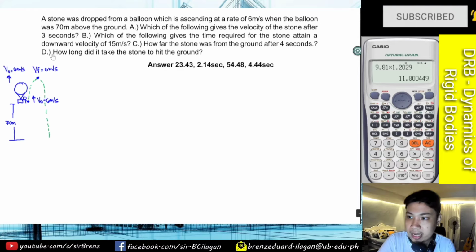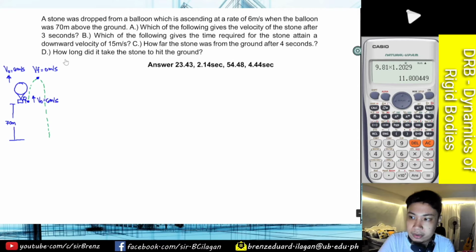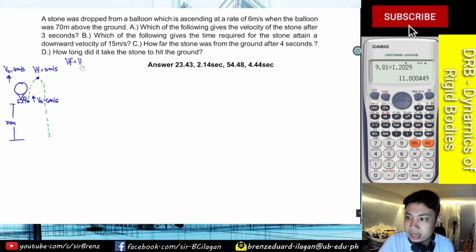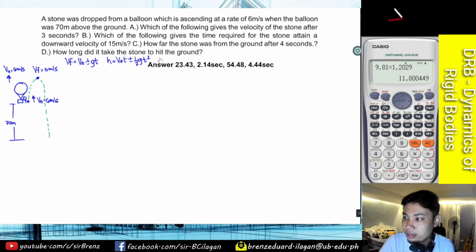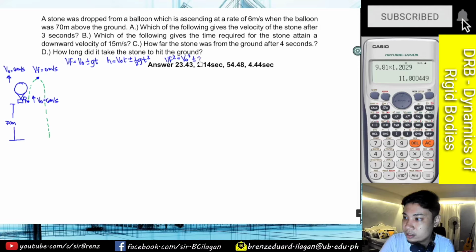To solve that, again, lay out your available equations. So, final velocity equals initial plus or minus gt. And then h equals v0t plus or minus 1/2 of gt squared. And the last, final velocity squared equals initial velocity squared plus or minus 2gh. Okay? So, let's check.